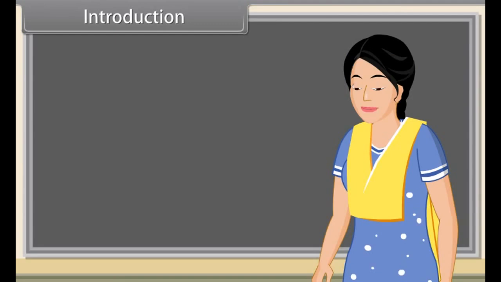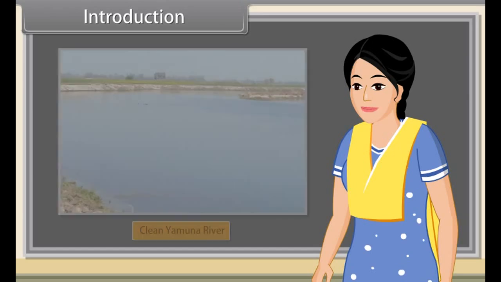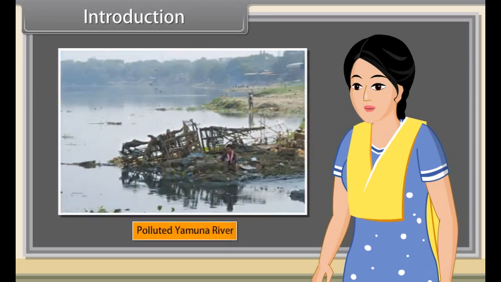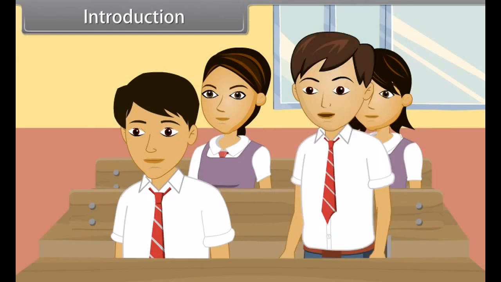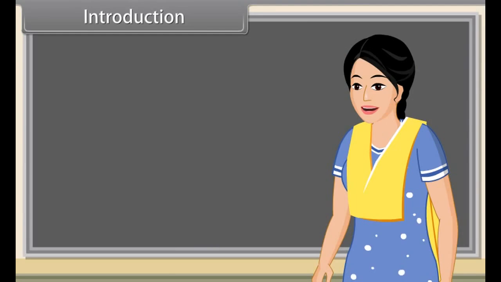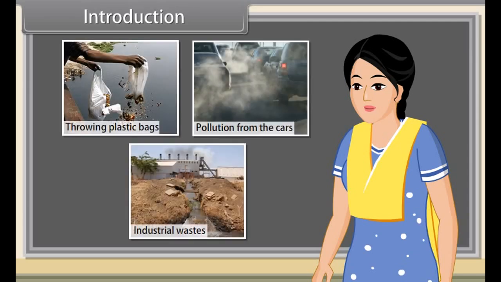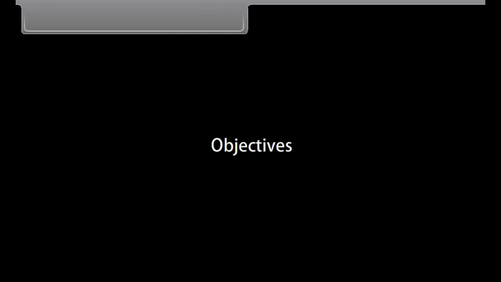Yamuna River is now one of the most polluted rivers of India. But it was clean before. Have a look. Now our activities have made it polluted and it appears dirty. How are we making this river polluted? Many of our activities destroy the clean state of rivers, such as throwing plastic bags, pollution from the cars, dumping of industrial wastes. Let us explore them in detail and their effects on our environment.